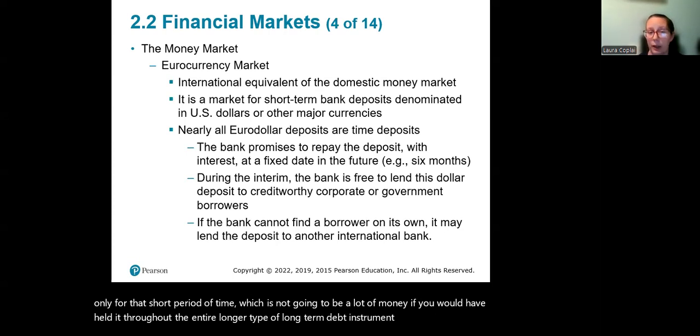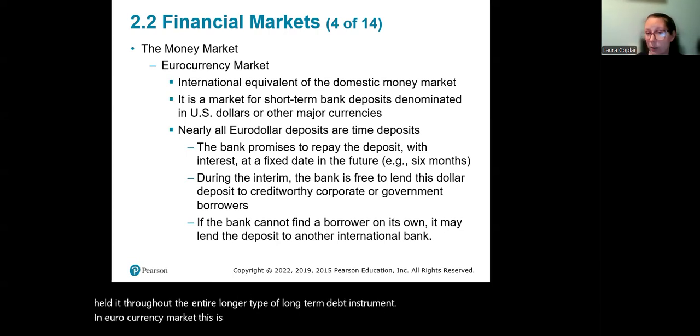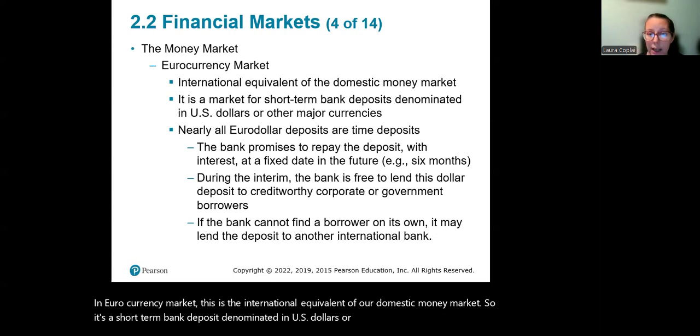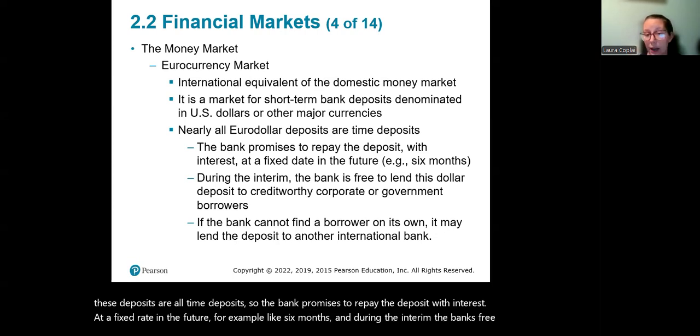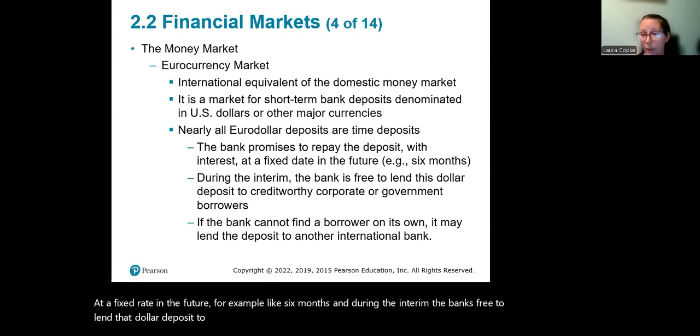In the euro currency market, this is the international equivalent of our domestic money market. So it's a short-term bank deposit denominated in US dollars or other major currencies. And usually these deposits are all time deposits. So the bank promises to repay the deposit with interest at a fixed rate in the future, for example, like 6 months. And during the interim, the bank is free to lend that dollar deposit to creditworthy corporate or government borrowers. If the bank cannot find a borrower on its own, it might lend that deposit to another international bank.